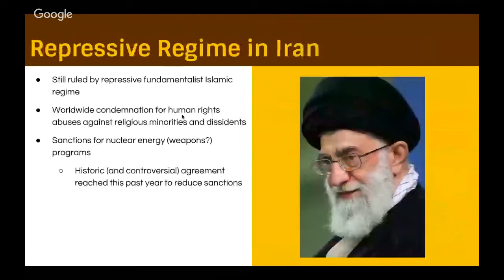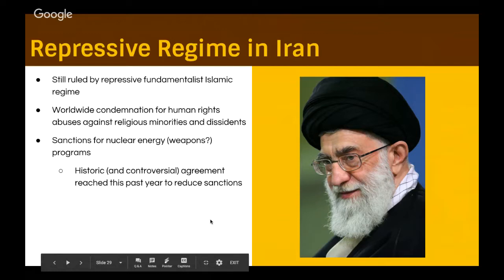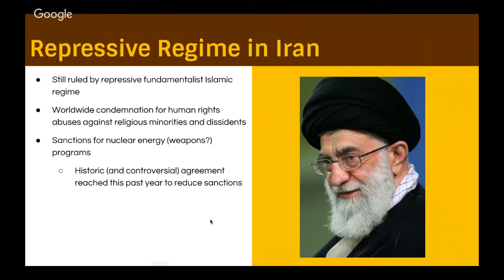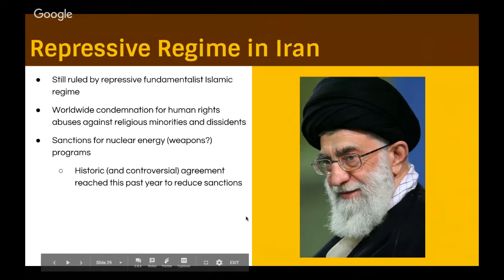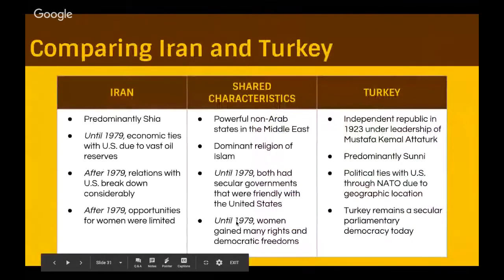So the repressive regime in Iran still rules. They're still led by a religious cleric. They have been condemned worldwide on human rights abuses. They've been sanctioned for their nuclear weapons program, but a historic agreement was reached. This is an old PowerPoint that says this past year. That was back when Obama was president. A lot of that agreement has largely been abandoned by the current administration of the United States.